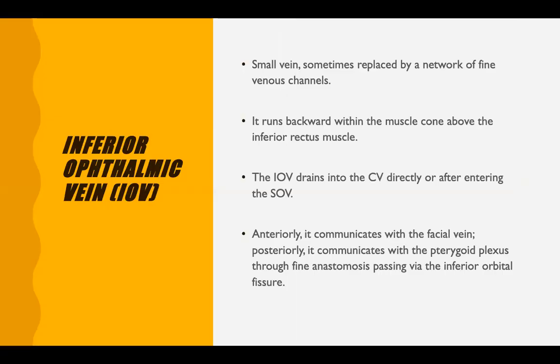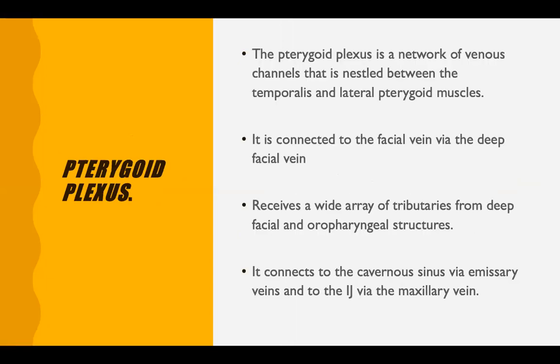This picture we have already shown about the lateral view and the AP view. The inferior ophthalmic vein is a small vein. It runs above the inferior rectus muscle, and it can drain directly into the cavernous sinus, or it drains into the superior ophthalmic vein. The inferior ophthalmic vein has communication with the facial vein and also the pterygoid plexus via deep facial veins. The pterygoid plexus, as we've seen earlier, is one of the inferior drainages of the cavernous sinus, along with the inferior petrosal sinus. The pterygoid plexus lies between two muscles, the temporalis and the lateral pterygoid, and it has connection with the facial vein via the deep facial vein.